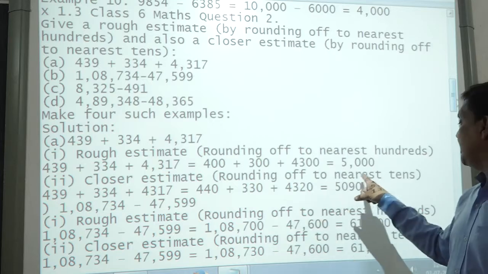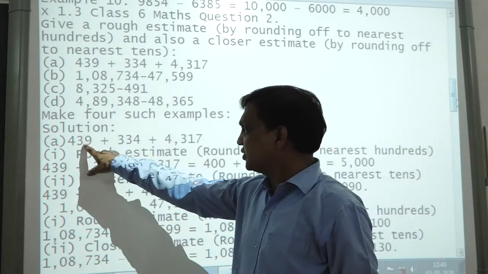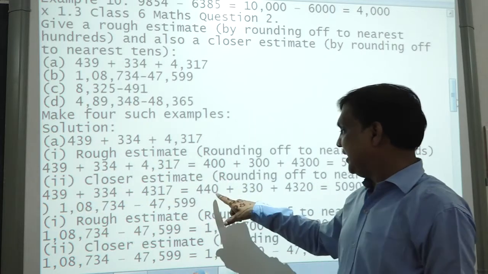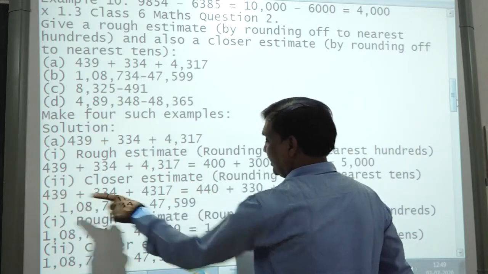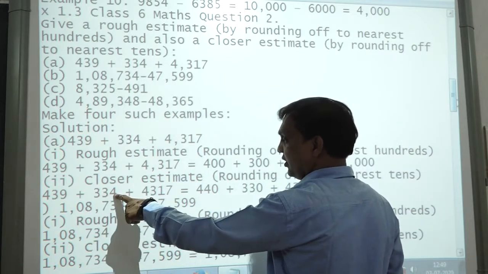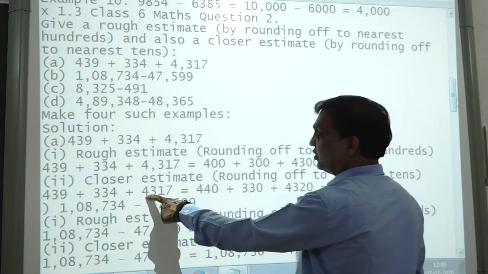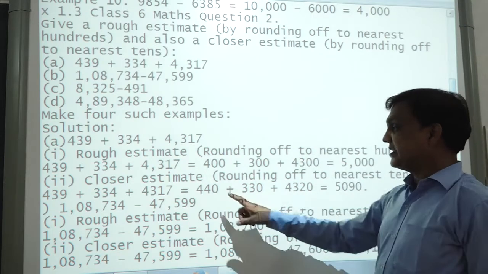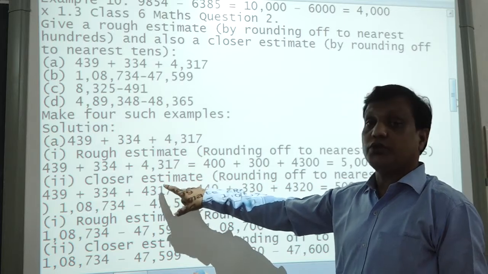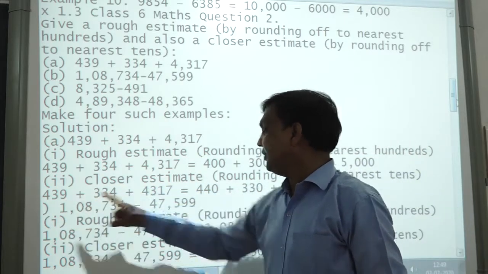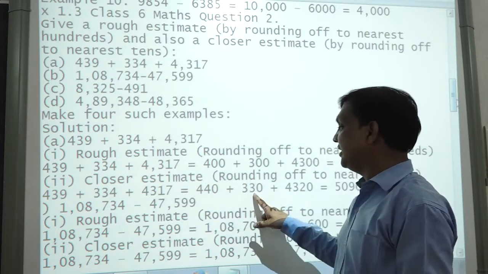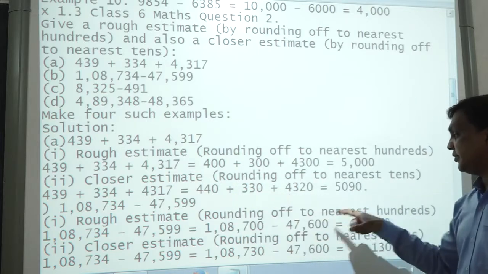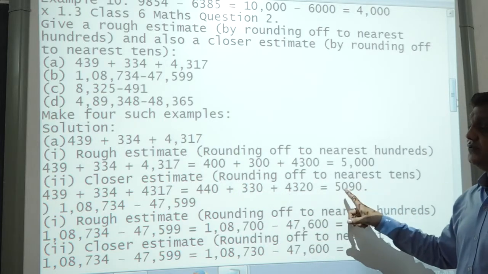The same question we do to the nearest 10. 439 becomes 440, 334 becomes 330, and 4,317 becomes 4,320. Now add these numbers, and you will get the answer 5,090. This was the first question.